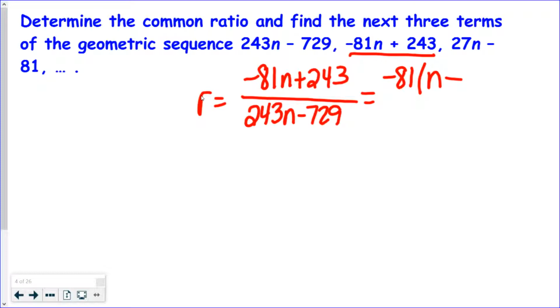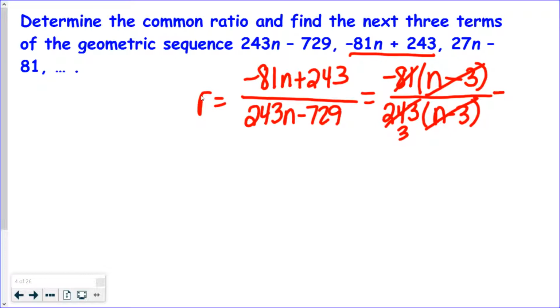243 divided by 81 is 3. On the bottom, what's common to both 243 and 729 is 243. When you factor that out, you have an n minus 3 left over as well. And so then it's just a matter of reducing. These cancel out. 81 goes into 243 3 times, so my common ratio is -1/3.